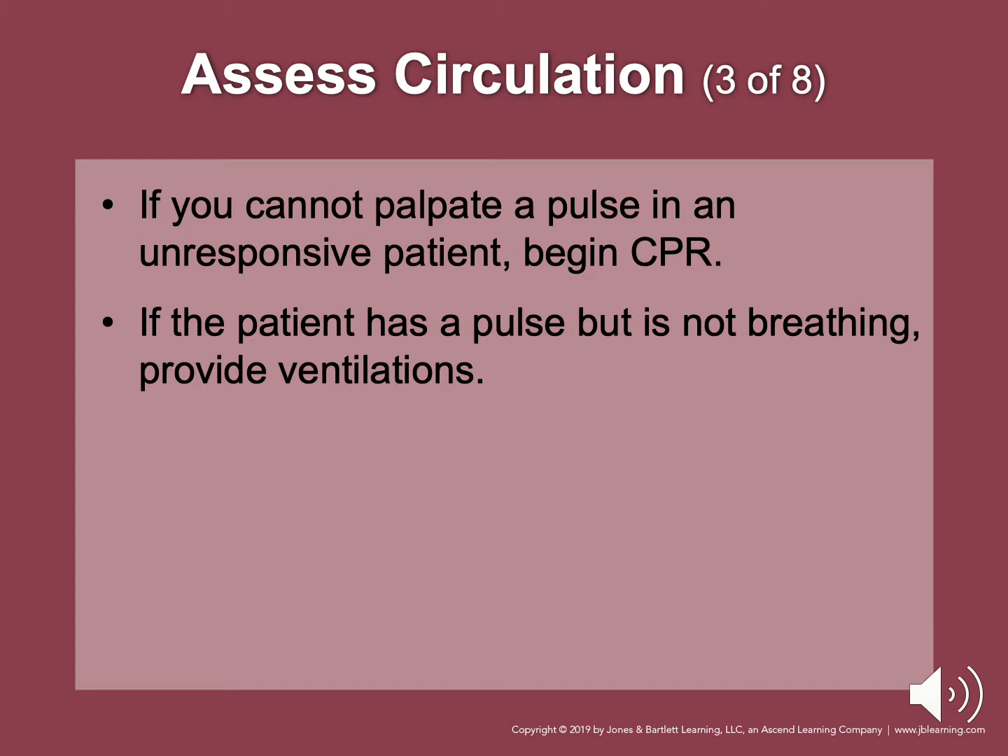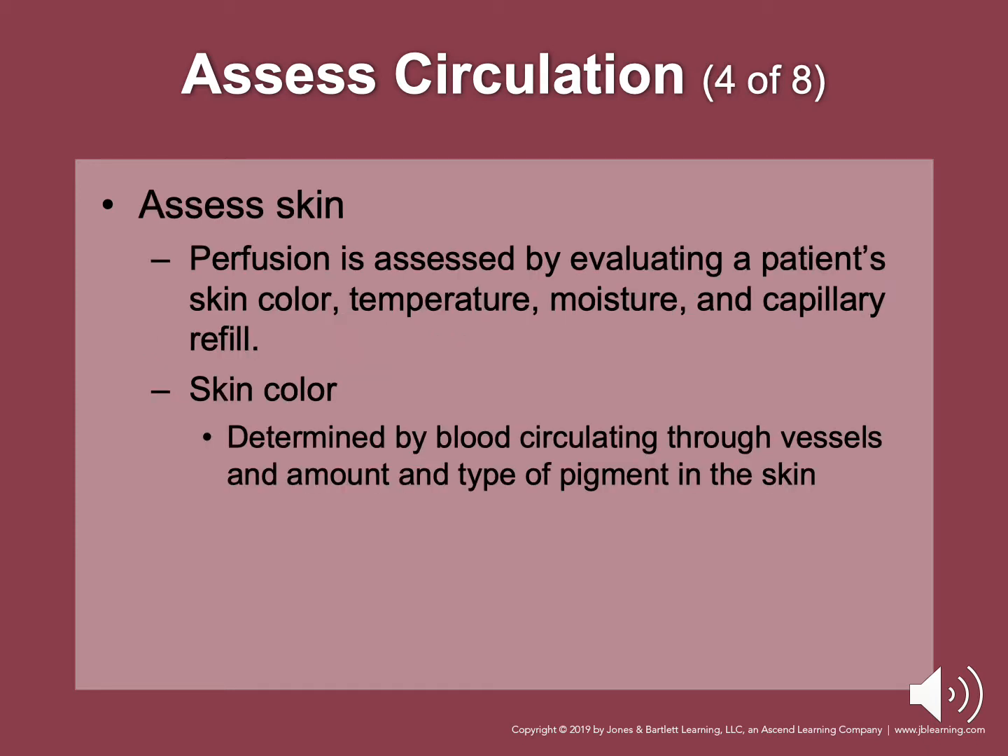All right, assess your skin. So assessing the skin to evaluate circulation, perfusion, blood oxygen level, and body temperature. Perfusion is assessed by evaluating a patient's skin color, temperature, moisture, and capillary refill. Skin color is determined by the blood circulating through the vessels and the amount of pigment present in the skin. Blood is red when adequately saturated with oxygen, and skin in lightly pigmented people is pink.